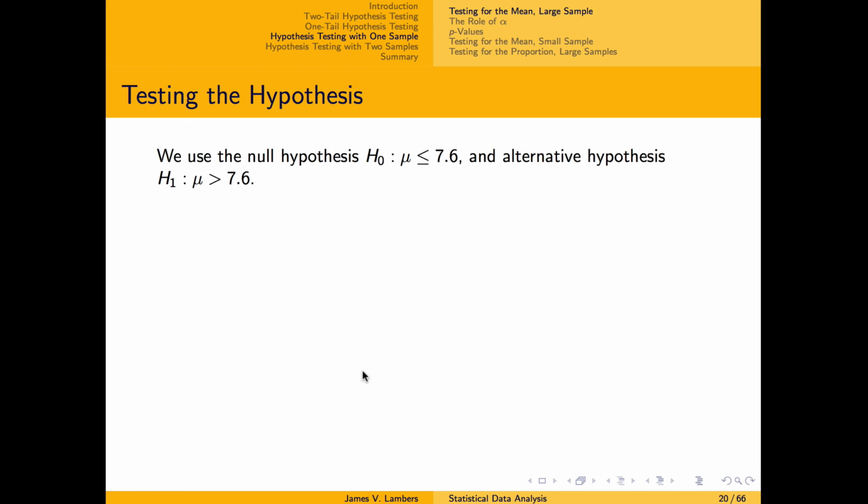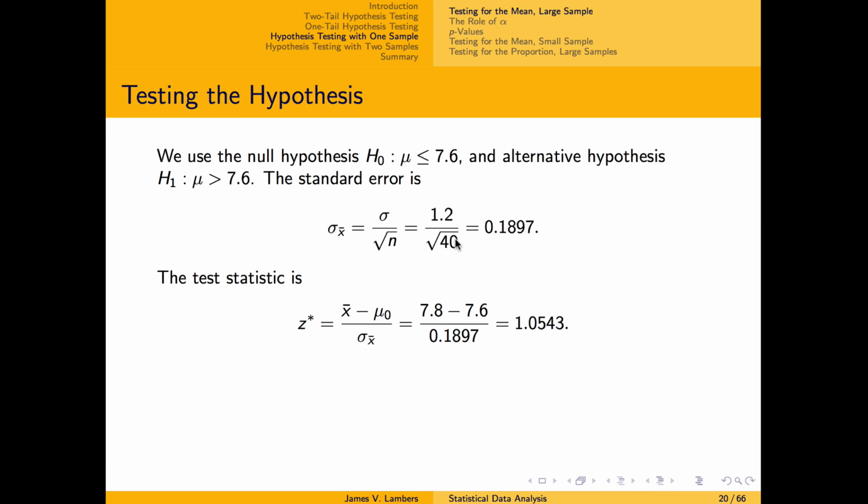Because the hatchery is making this bold claim of higher weight, we make the alternative hypothesis that the average weight is greater than 7.6, which means that the null hypothesis, the status quo, is h0, mu is less than or equal to 7.6. Then we compute the standard error of a mean from the known population standard deviation and the sample size. Next, we compute the test statistic, sample mean minus hypothesis parameter divided by the standard error.